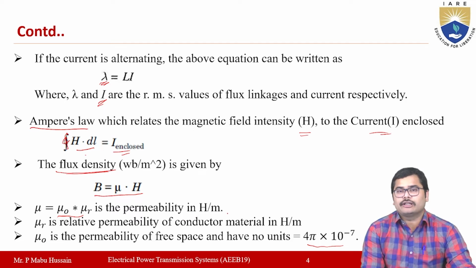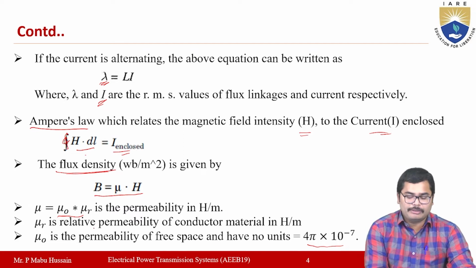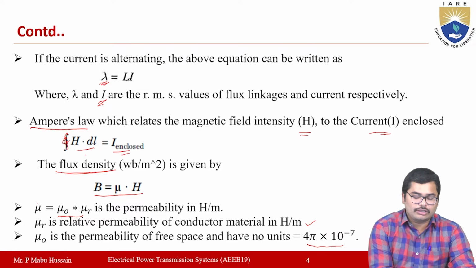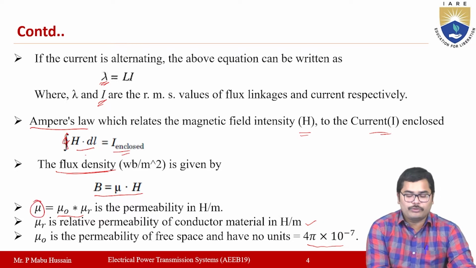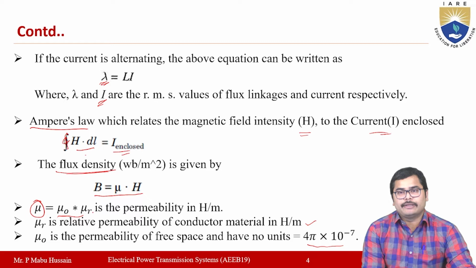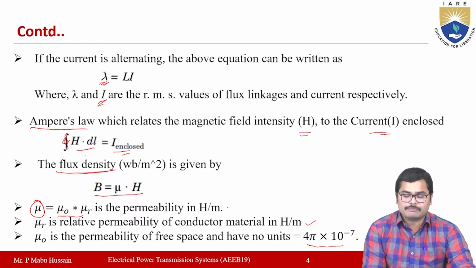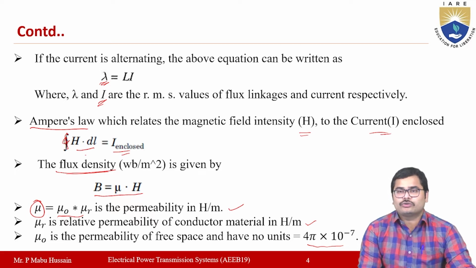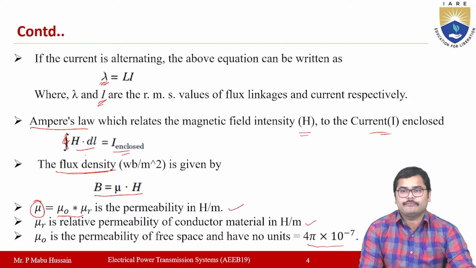It depends on which material your conductor is manufactured from. The permeability of that conductor material is represented with this mu R, and the unit for mu is henries per meter. The product of mu naught and mu R is called the permeability, and its unit is also henries per meter. So these are the fundamentals which you must remember to develop the expressions for inductance of a single isolated current carrying conductor.